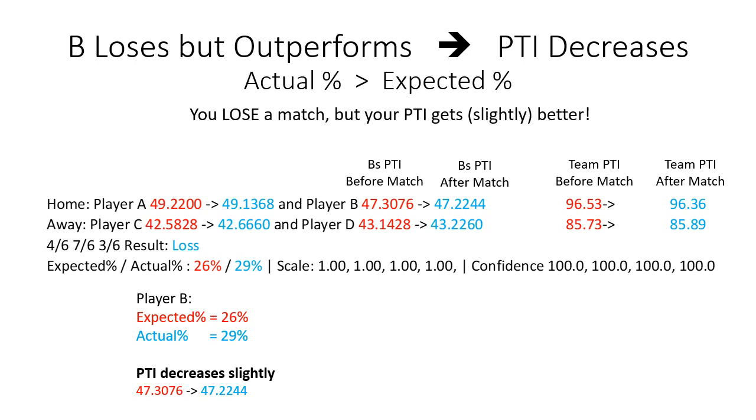Player C goes from 42.5828 to 42.6660, and player D goes from 43.1428 to 43.2260. Now, let's look at an example of an upset or lopsided victory.